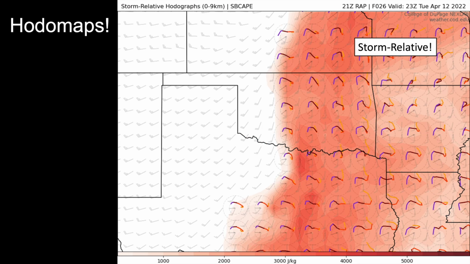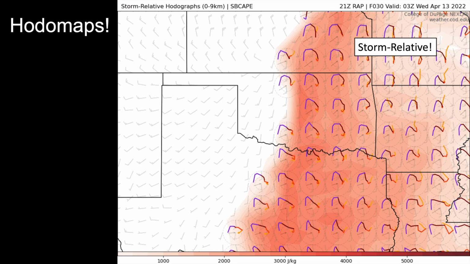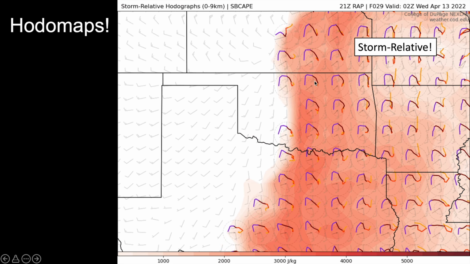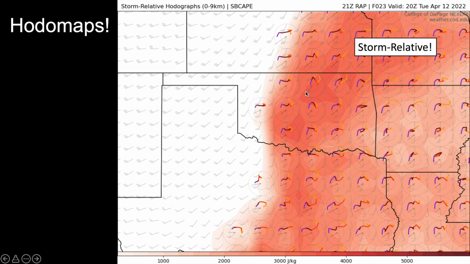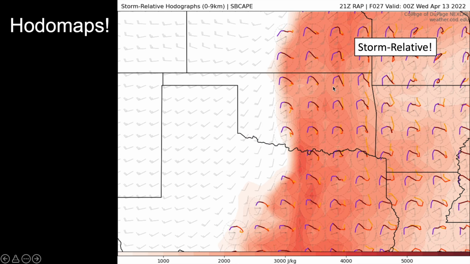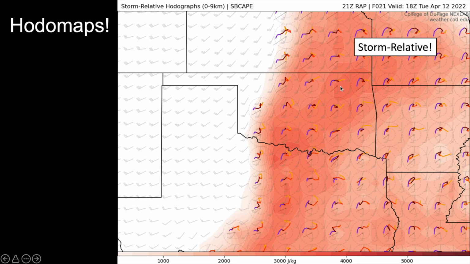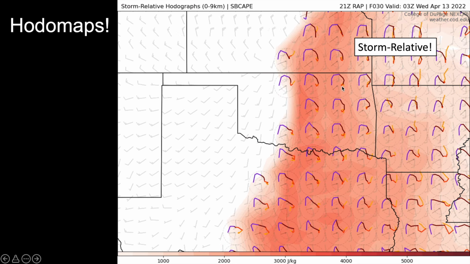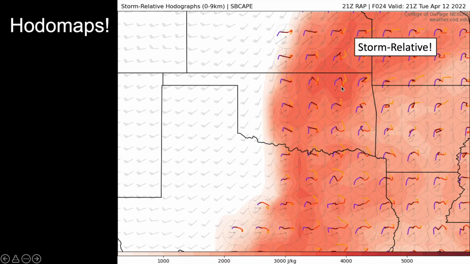COD also has some pretty awesome storm relative hodographs. So here is the only site where you can actually see this hodograph in the storm relative sense. So you might be able to say, okay, we got really weak storm relative outflow here aloft, so any supercell that forms here might be particularly high precipitation.